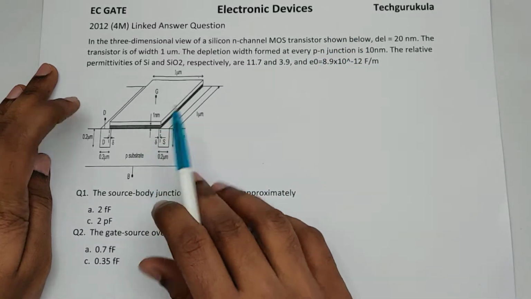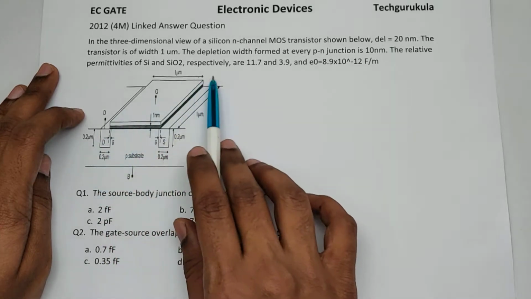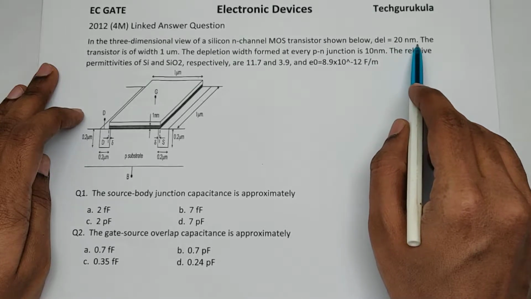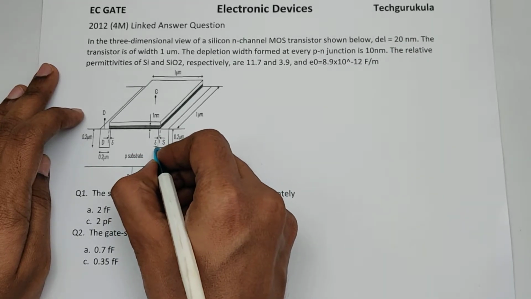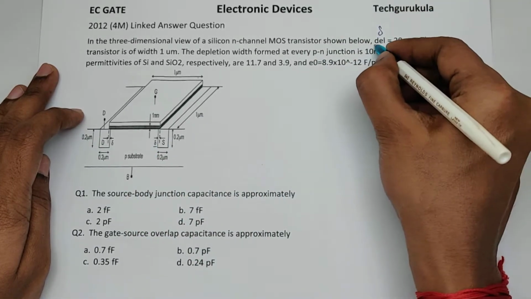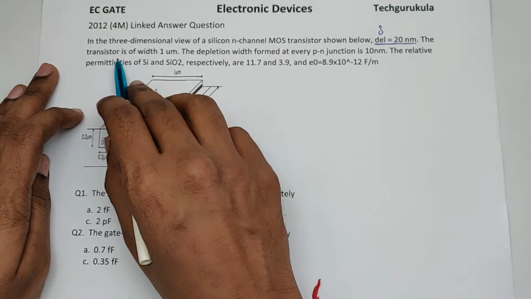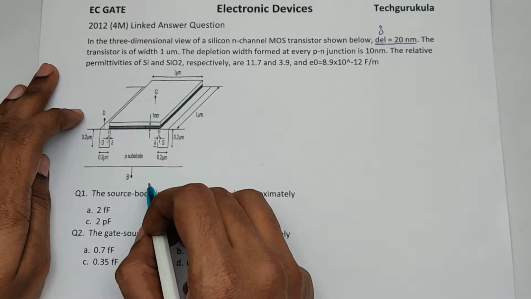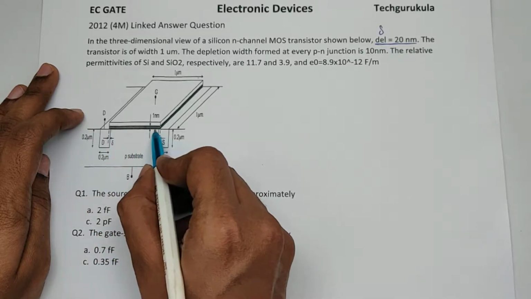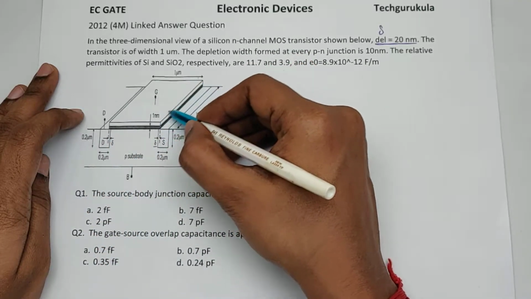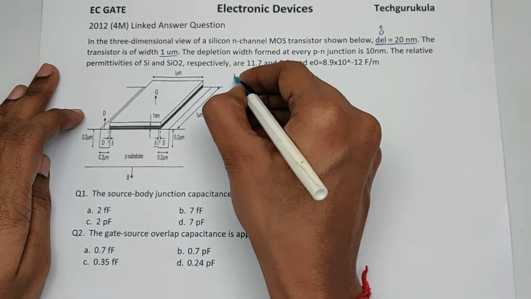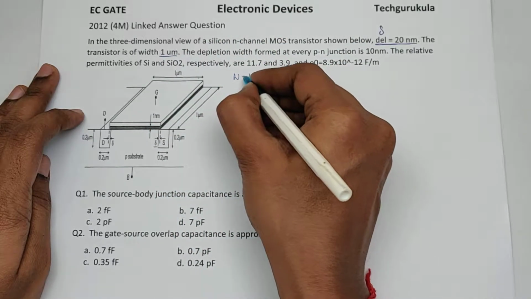So a three-dimensional view of an n-channel MOS transistor is shown here, where del is 20 nanometer. The del is this del, okay, this is nothing but this del. Del is 20 nanometers. The transistor is of width 1 micrometers. If you see here, this is actually the length of the channel. This is the width. So the width is given as 1 micrometers.